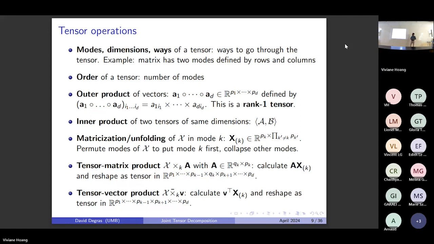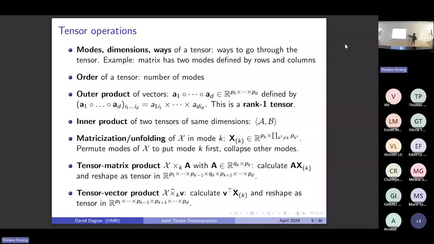The idea is that your tensor has multiple dimensions. If you want to matricize it in a given mode, you will permute the dimensions of the tensor to put the mode of interest in the first position. Then that will become the first dimension of a matrix, and you collapse all the other modes into just one. That gives you a matrix. So that's matricization.